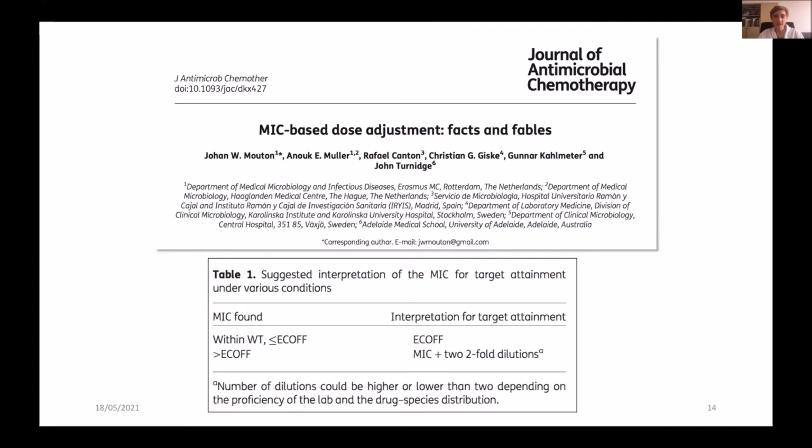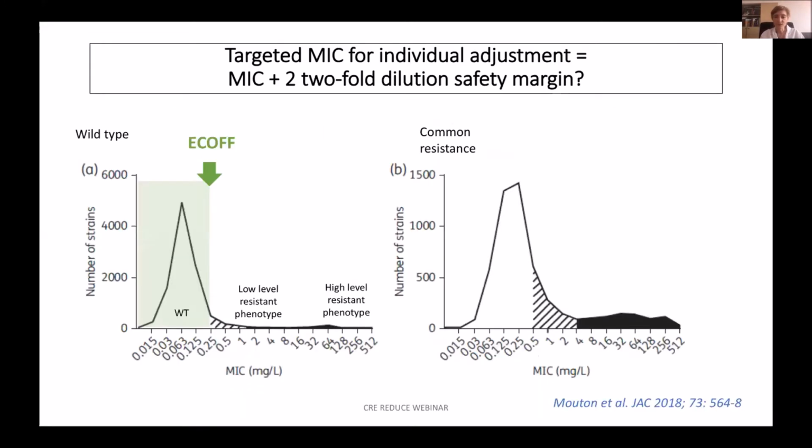And in this very interesting paper, Johan Mouton suggests that we should not rely only on one MIC value to adjust drug dosing, but raise it to consider a safety margin. And if we look here at 2 different situations, on the left panel, you can see when resistance is quite rare, considering the ECOFF as the MIC target is acceptable.